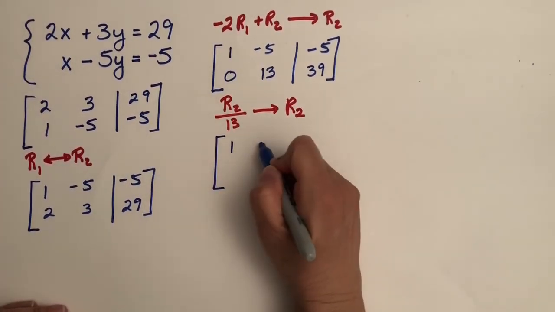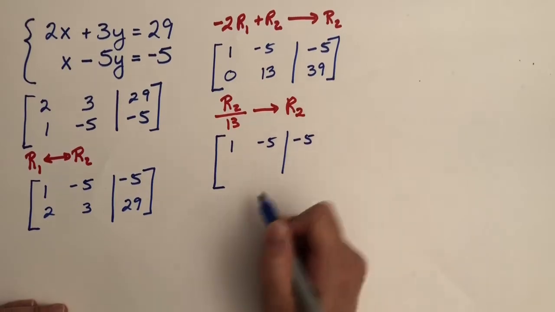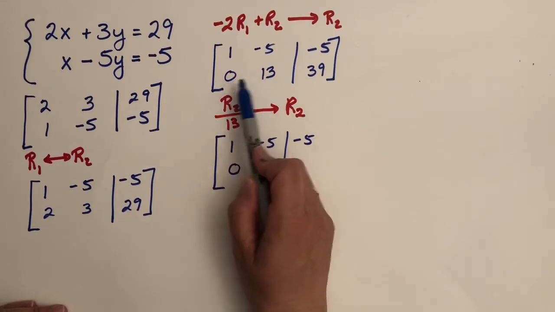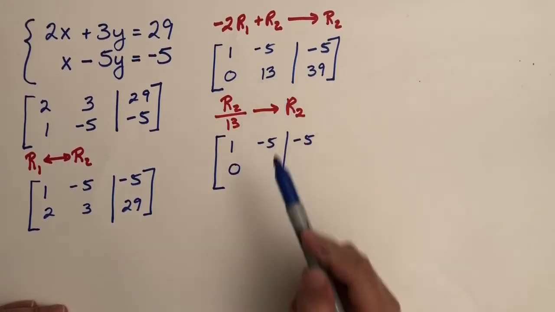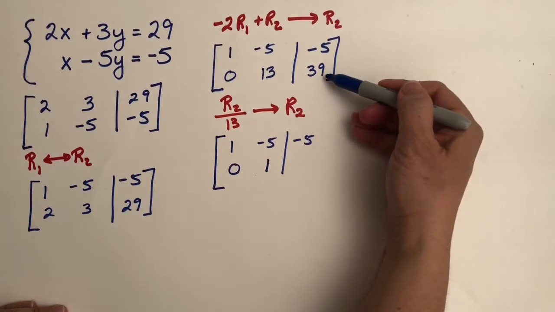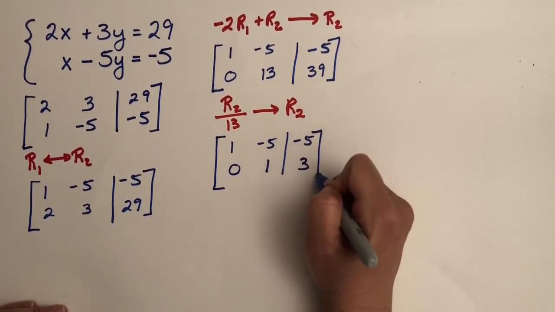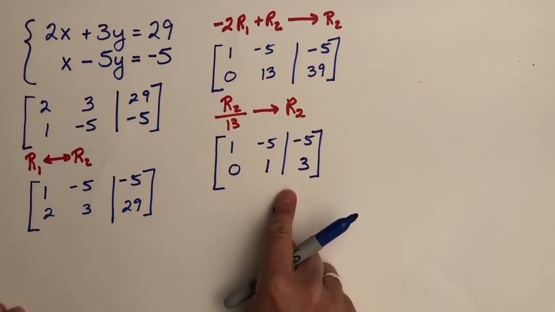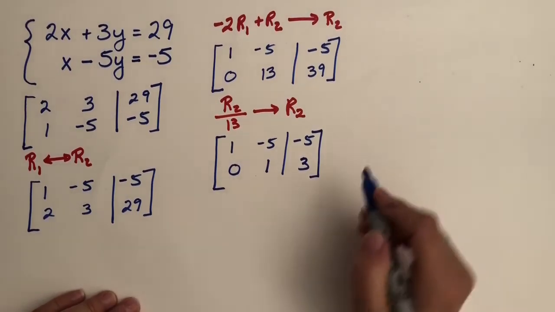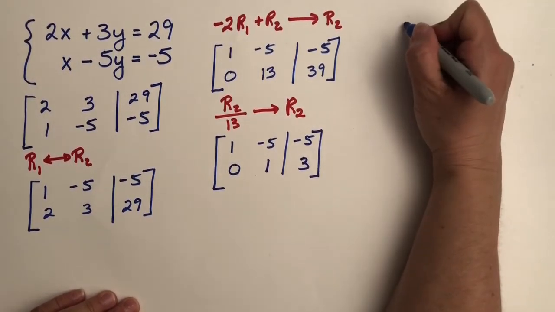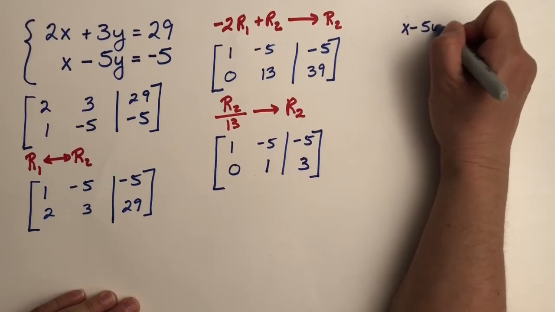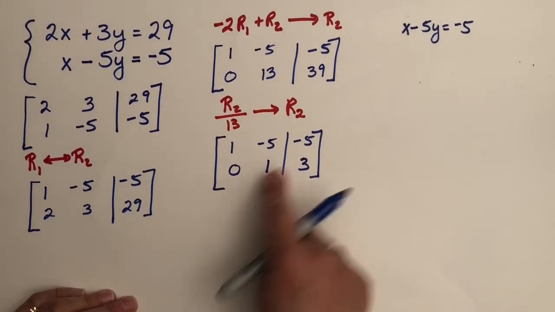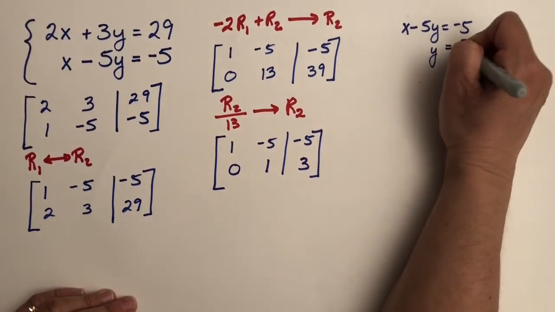So I have 1, -5, -5 for the first row, and 0. Now we're dividing this row by 13. 0 divided by 13 is 0. 13 divided by 13 is 1. 39 divided by 13 is 3. And now we have our matrix in row echelon form. Once we have that, we can rewrite our system this way as x minus 5y equals negative 5 and 0x plus y equals 3.